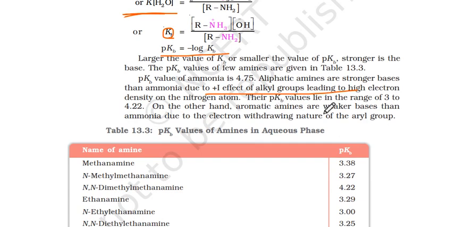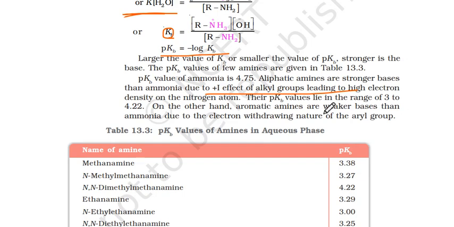जब हमारे पास aliphatic amines होते हैं, उनके पास hydrogen is replaced by plus I alkyl groups, जो plus I effect दिखाते हैं. As a result, high electron density you can find on the nitrogen atom. Their pKb values lie in the range of 3 to 4.22. Fine. So what you can see, if the pKb value is less, that means the Kb value is large.